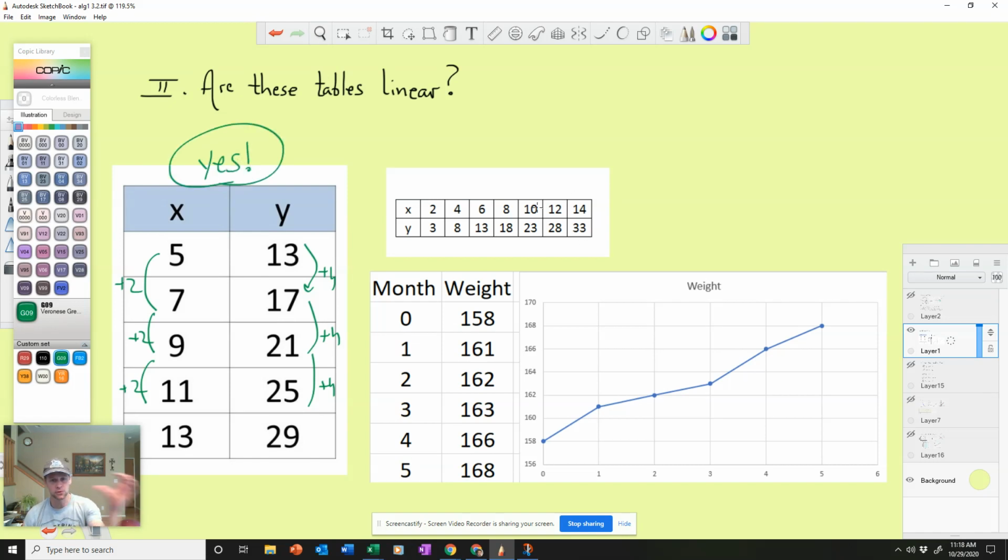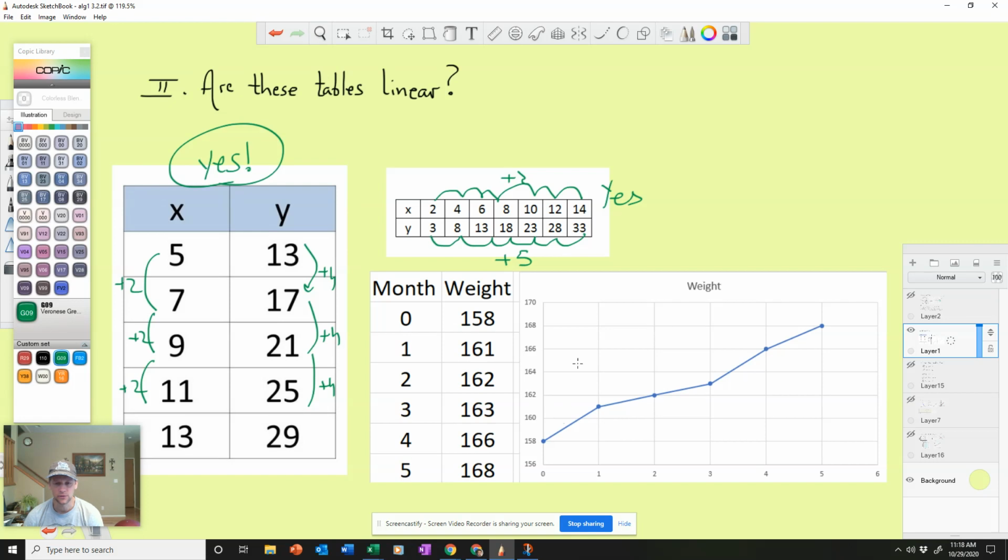Now, sometimes your table is horizontal, so let's try this one. So plus 2, plus 2, plus 2, plus 2, plus 2, plus 2. It's all plus 2s. And here, plus 5, plus 5, plus 5, plus 5, plus 5, plus 5. It's all plus 5s. So is that a linear table? Yes. And if you were to graph it, it would be linear.